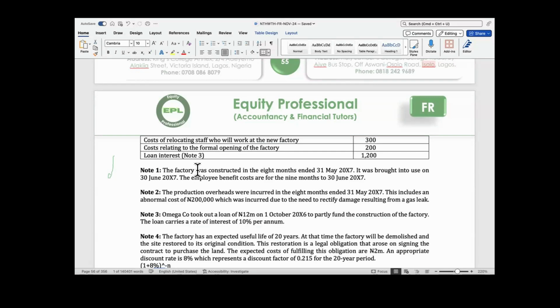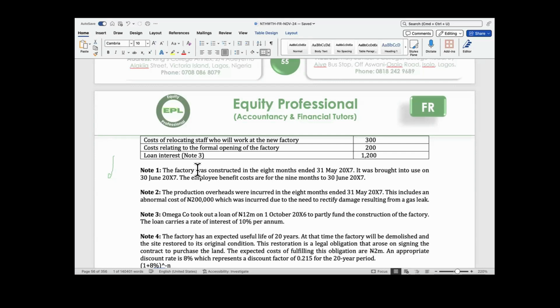Okay, sir. So what happens to the principal? Would it just go to the statement of profit and loss as a loan? Never. I mean, statement of financial position rather. Fantastic, yes.